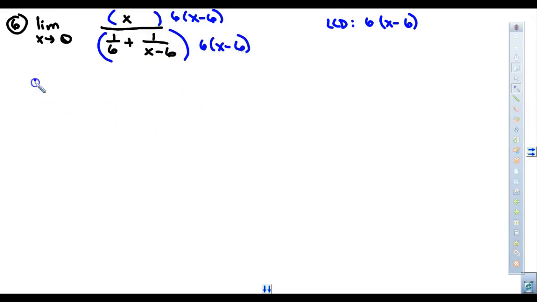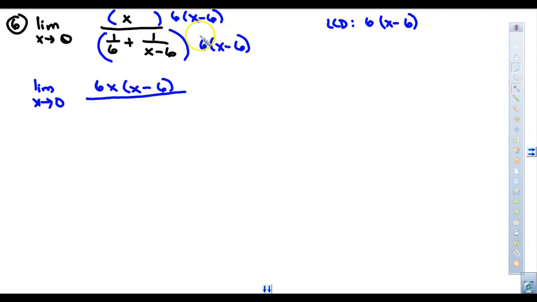Okay? So the limit as x approaches 0. All of that multiplied together will just be 6x times x minus 6. Again, don't multiply all this stuff out. You're looking for something to cancel, and if you multiply it all out, when you're done with this denominator down here, you may not see the factors that you're going to be canceling, okay?